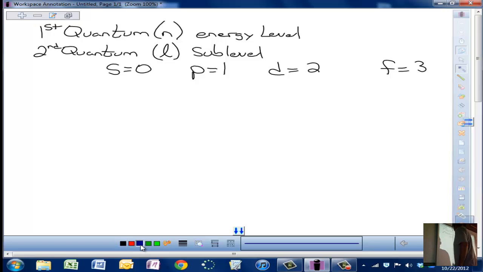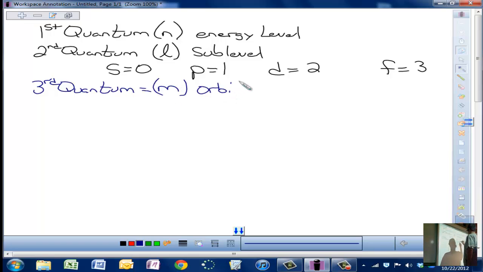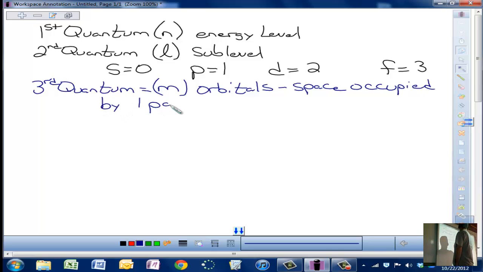Our third quantum number that we're going to talk about is going to be M. And M is going to represent our orbitals. Basically, an orbital is just going to be the space occupied by one pair, and really a pair is two electrons. So an orbital is just the space that is occupied by one pair of electrons.